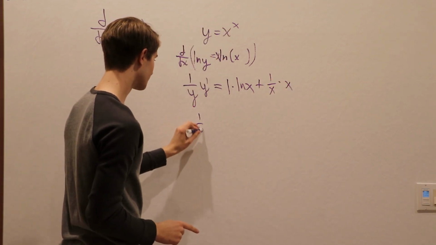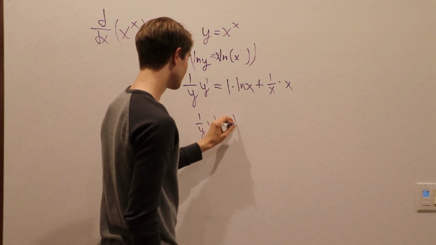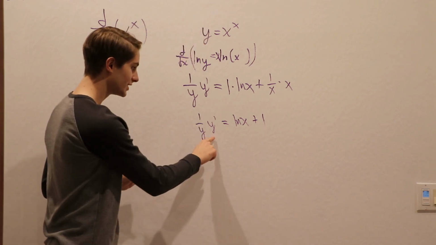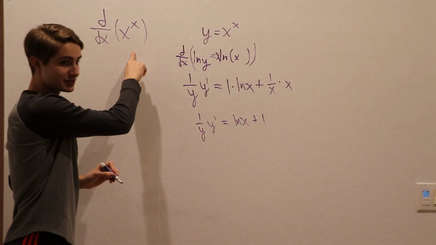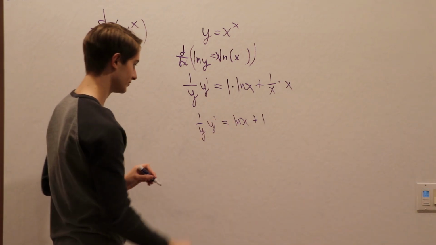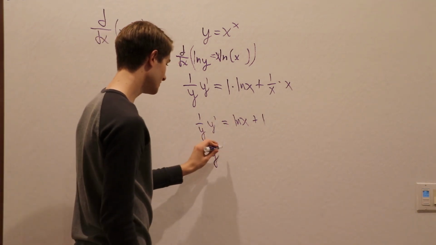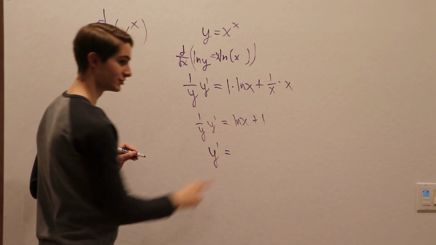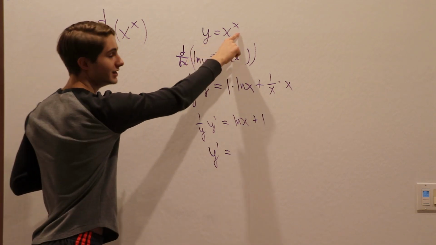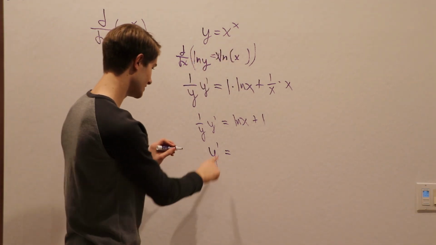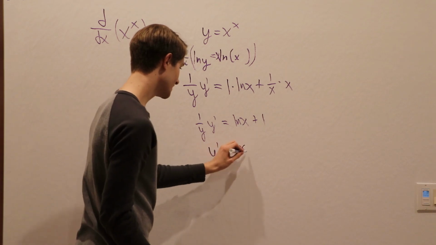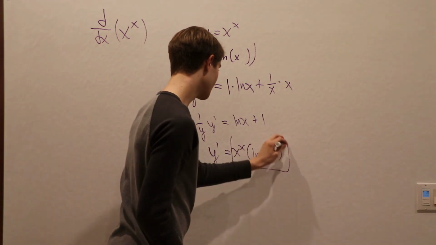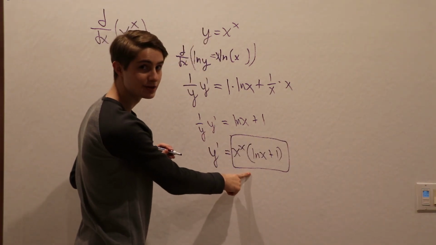So again, 1 over y times y prime equals natural log of x, and then 1 over x times x is just 1. And now we want to get y prime, because that's the derivative of x to the x, so we can multiply by y on both sides. We get y prime is equal to y times natural log of x plus 1. But we know y is equal to x to the x. So we can write y here as x to the x times natural log of x plus 1. That right here, this is the derivative of x to the x.